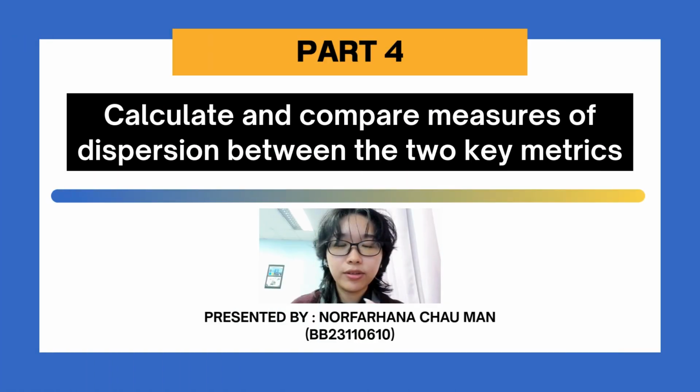My name is NORFARHANA and my matrix number is BB233110610, and I will present part 4 of the assignment, which is to calculate and compare the measure of dispersion between the two key metrics.